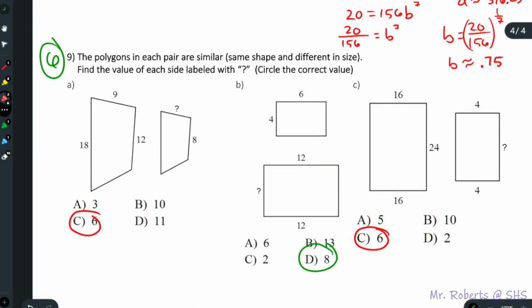Below, these polygons are all similar to each other. We're asked to find the length of the side with the question marks. Again, my answers here are 6, 8, and 6.